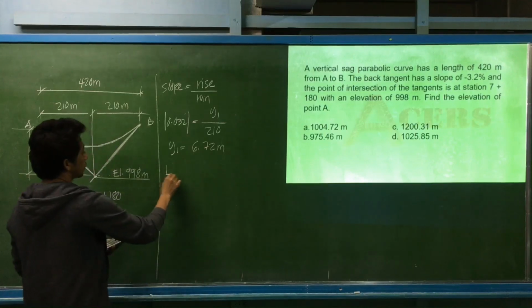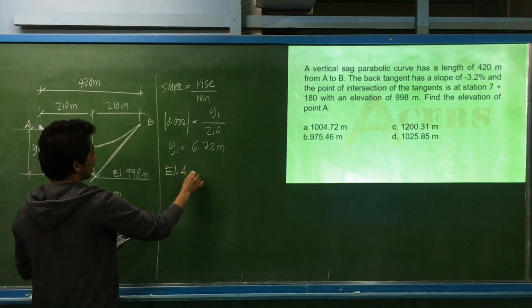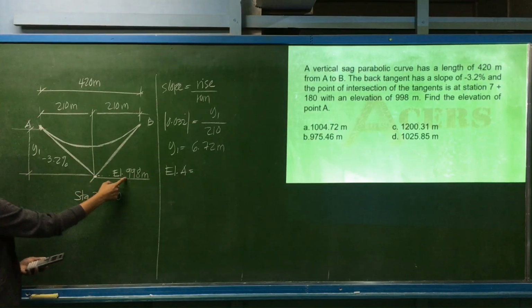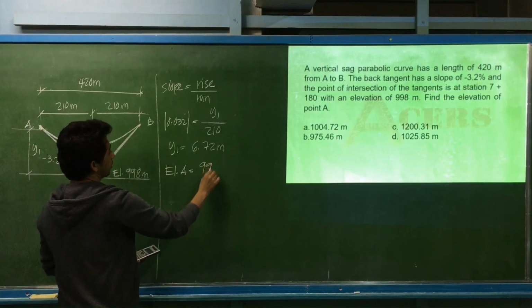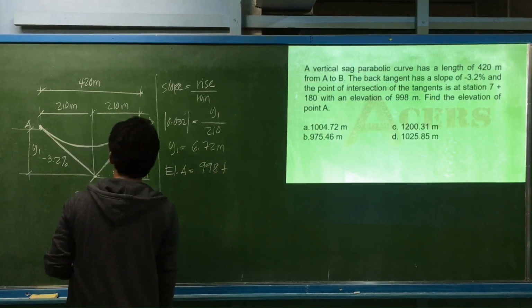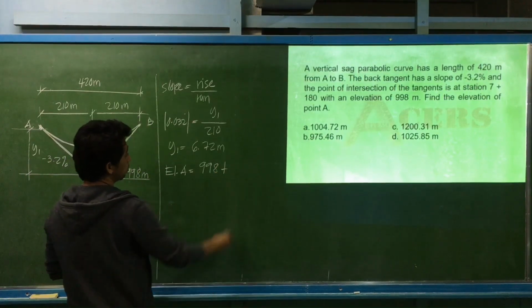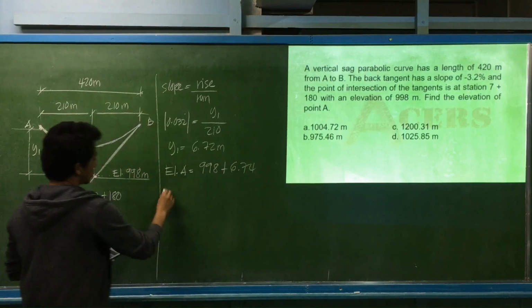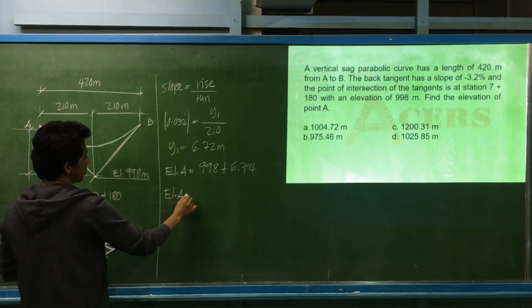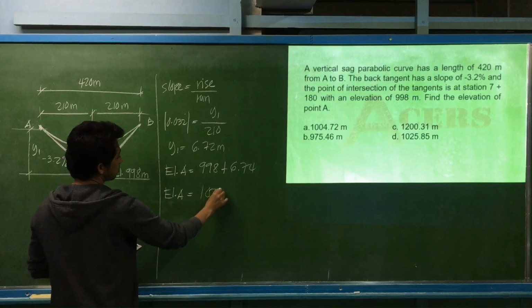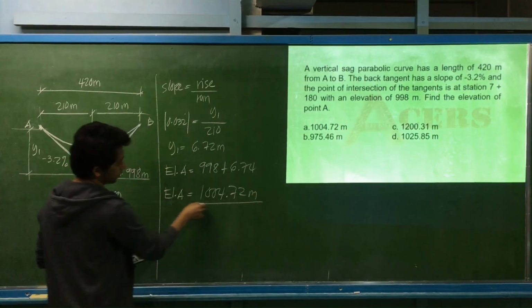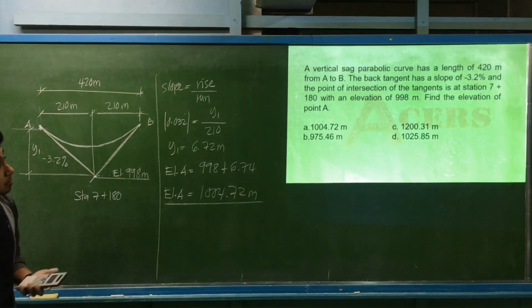which is 6.72 meters. So the elevation of point A is equal to the elevation of the point of intersection, 998, plus the y sub 1 we obtained, plus 6.72. So the elevation of point A is 1,004.72 meters. So our answer there is letter A.